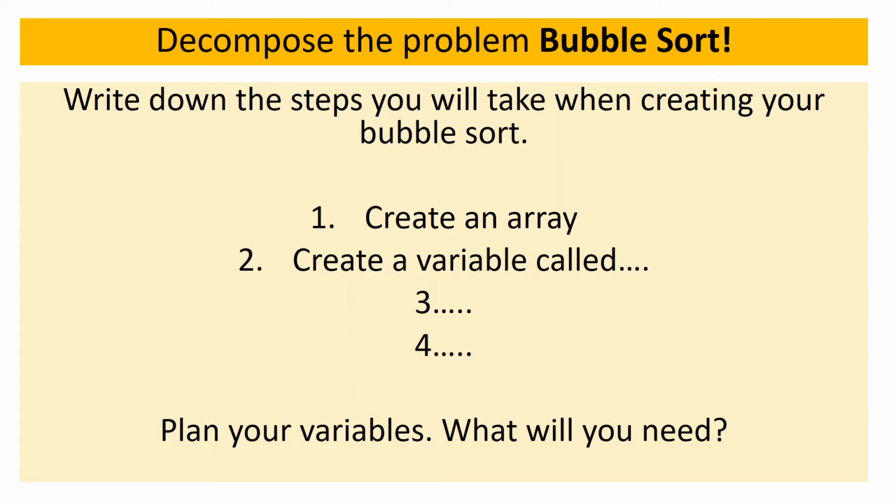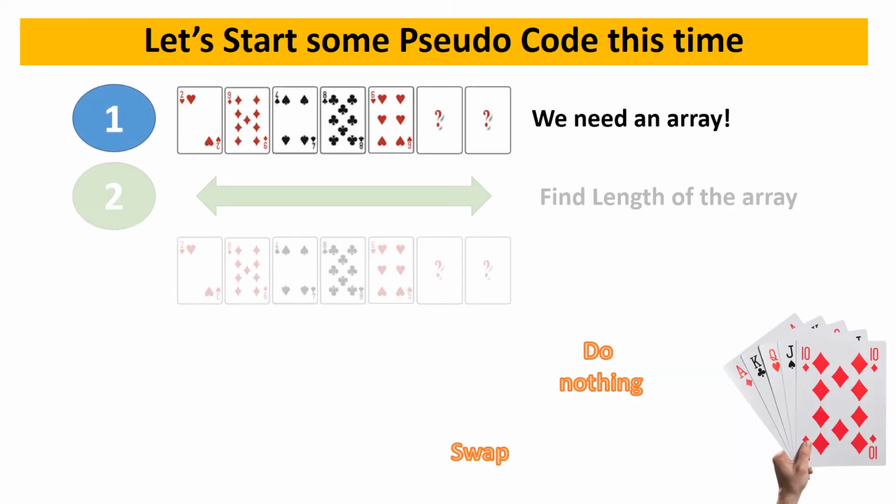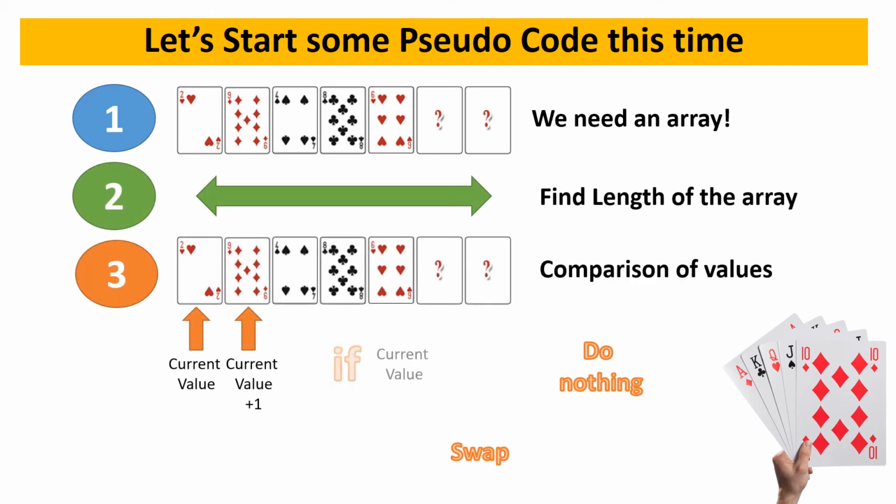Shortly you're going to be creating your own bubble sort, but I want you now to write out the steps you think you're going to need when creating your bubble sort. I've started you off with creating an array. You might need to create some variables, and I also want you to plan out your variables. So let's think about what's going to be included.